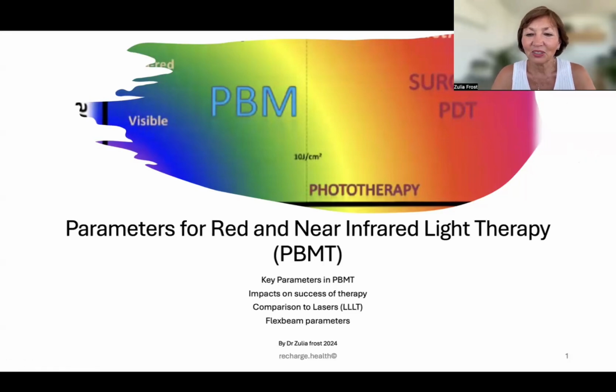Hello, everyone. Today is going to be a very interesting subject because we will finally understand why FlexBeam gives us such good results. So today is all about technical characteristics of the device, but also it will be giving you some broad understanding of the whole field of photobiomodulation therapy. And we will learn also a little difference between lasers and LED devices. And of course, we're going to talk mostly about the FlexBeam.